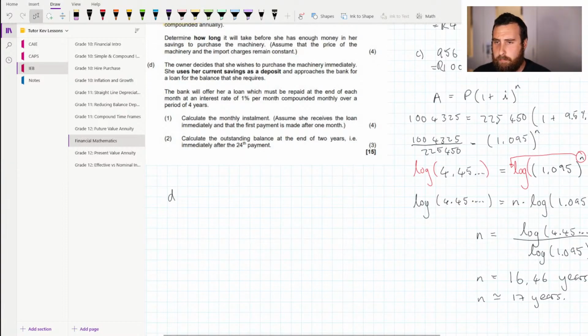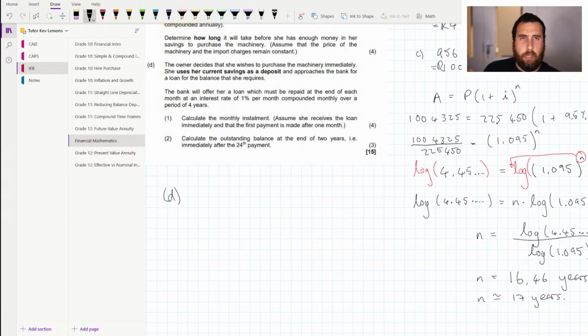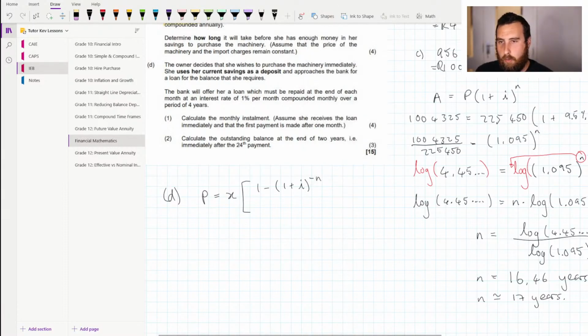So part D. Calculate the monthly installments, assuming she receives the loan immediately and that the first payment is made after 1 month. So this is where your annuity formulae come into play. It's generally after a month of payments. So we're looking at the present value formula because it's a loan, and we're looking at repayments. So P is equal to x, open bracket, 1 minus (1 plus i) to the power of minus n, all over i.